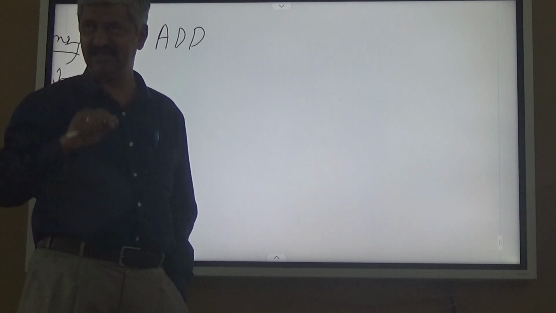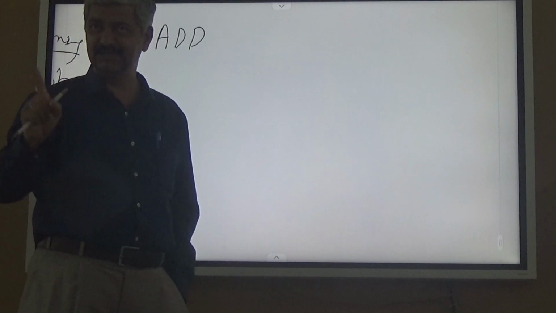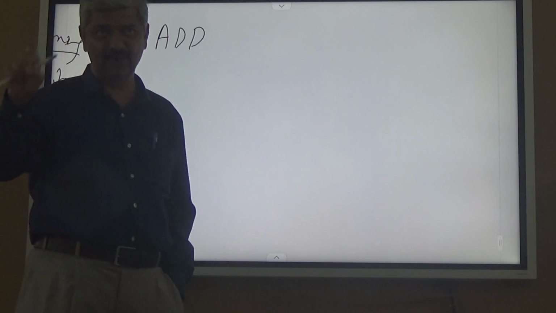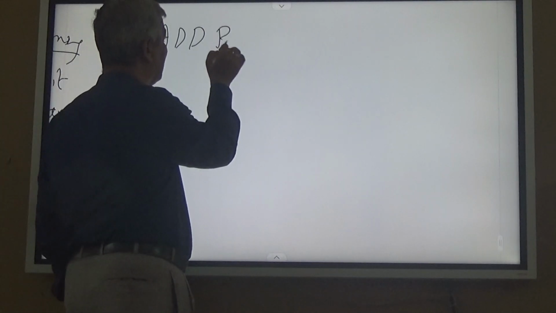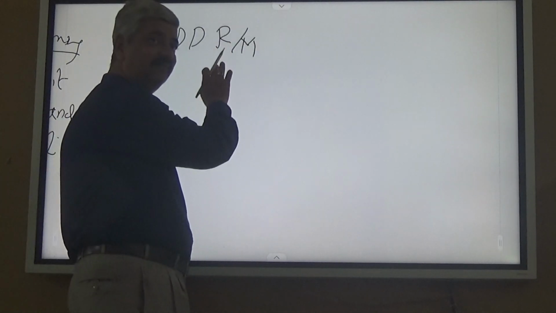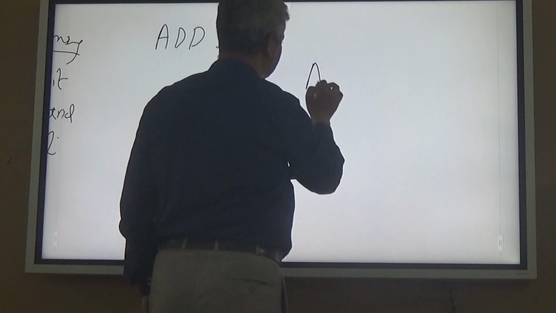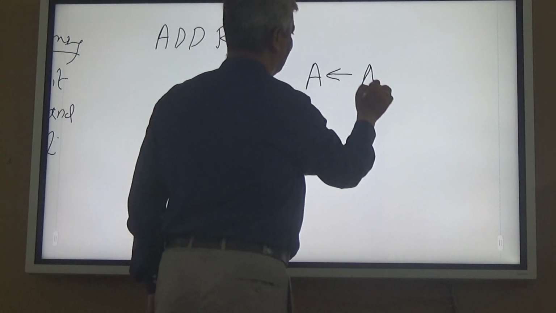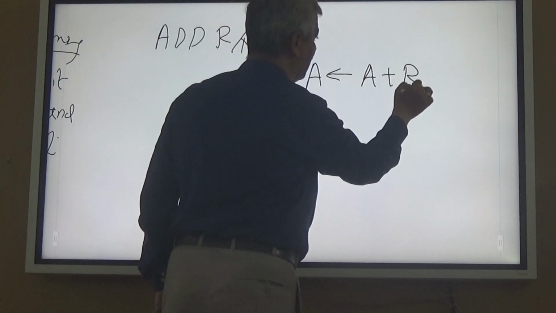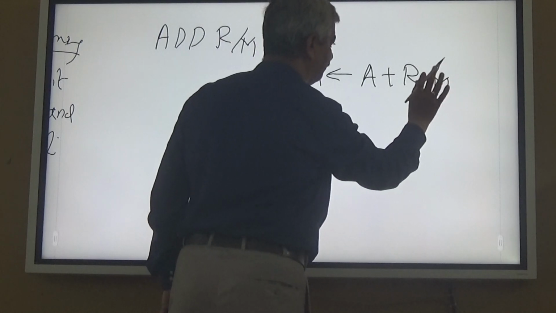How many operands are needed for addition? 2. Out of them, what is one by default? Accumulator. So it is add R or add M. M means the memory location whose address is given by the HL pair. So accumulator is getting assigned to accumulator plus R or M.